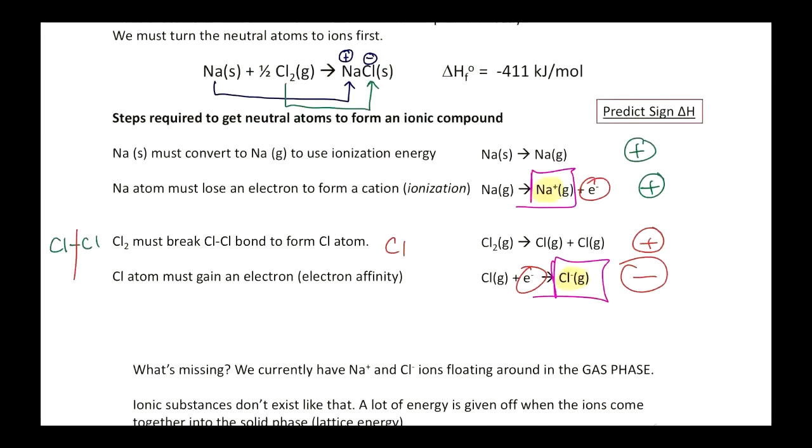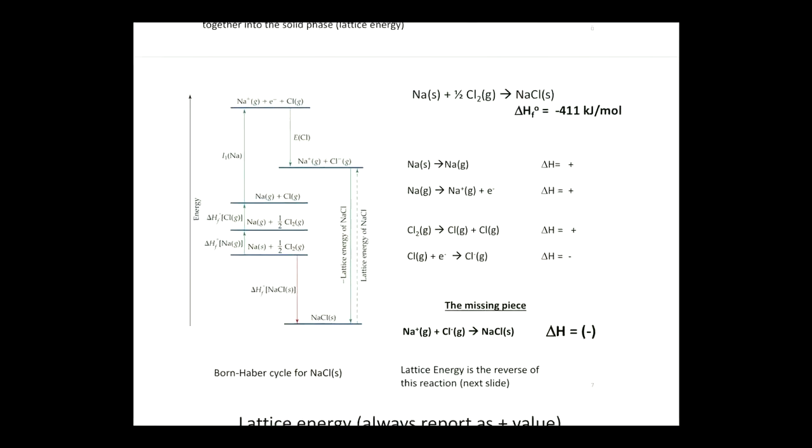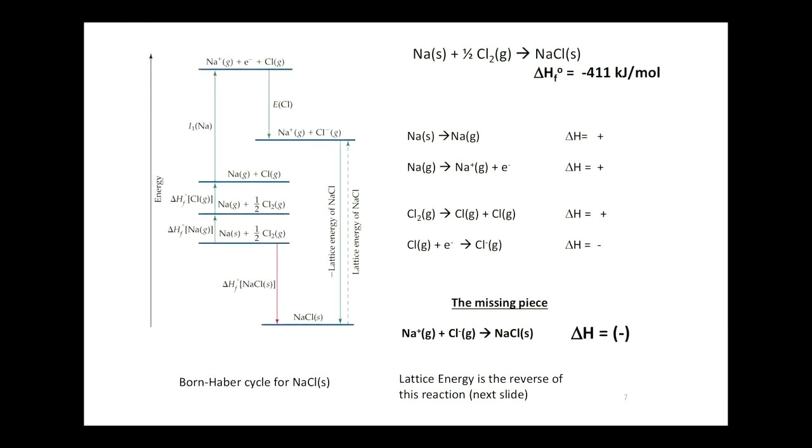Do I have that around here? I think so. Yeah, so that's the missing piece. Okay, so here's the cycle. What I want you to focus on here is the first formation reaction right there. I'm going to call it reaction 1. The reactants, sodium plus half a chlorine, give us our product NaCl. That's that arrow. Note how that formation value is a negative value. See how this arrow is pointing downwards?